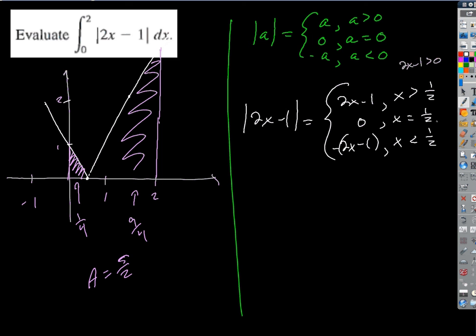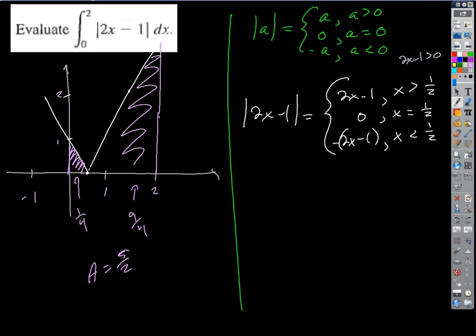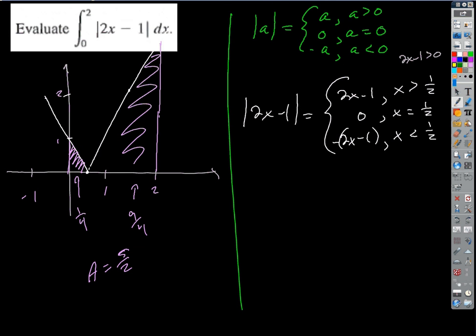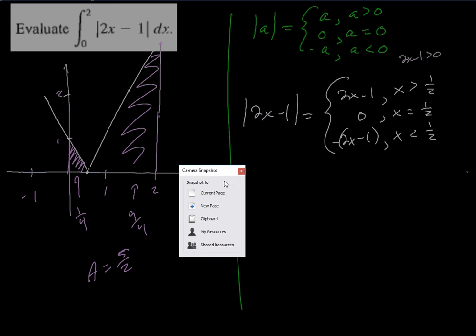Now we should be able to set up this integral in a way where we can add up the areas individually, right? We're going from 0 to 2. Okay, so what's this going to look like? Let me go to the next page. We're getting too crowded here. So there's our definition.